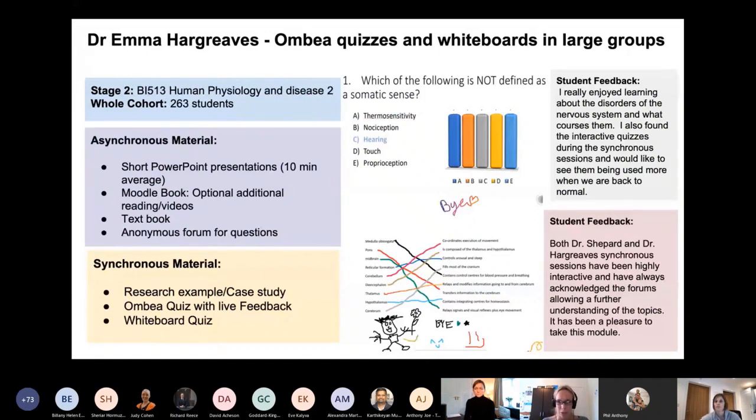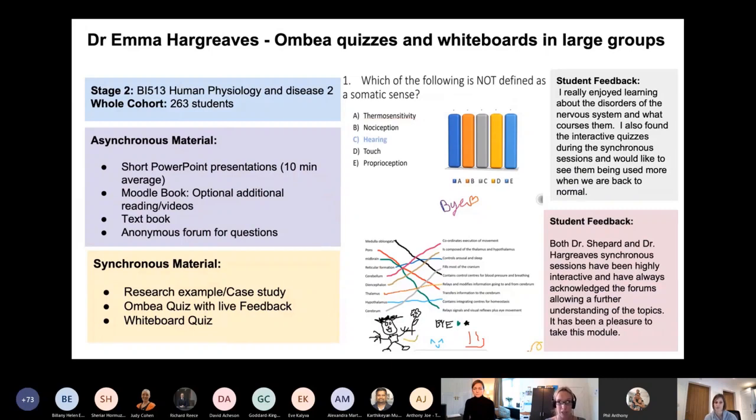And then we move into more interactive techniques. There are a couple I've been using, and both have worked really, really well. You can see perhaps one has been more fun for the students than the other. So we have the Ombia quizzes. I was really worried about running these virtually, how it was all going to work, but they work so well in the online format. The students have really liked having the instant feedback. They like that they can discuss why answers are wrong as well.